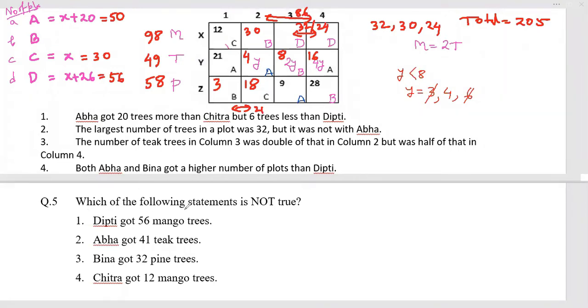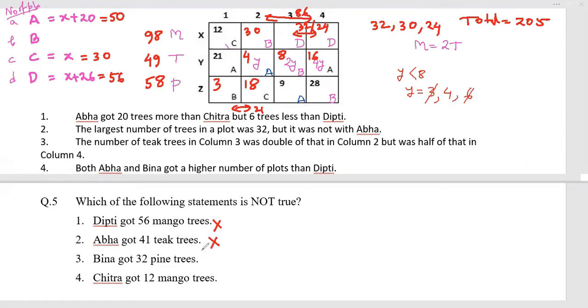Question number 5, which of the following statements is not true? Dipti got 56 mango trees. It is mango trees and 56, so it is true. That means it is out. Ava got 41 teak trees. Teak trees, Ava, 3 such numbers, so it should be 41. It is also right information, out.